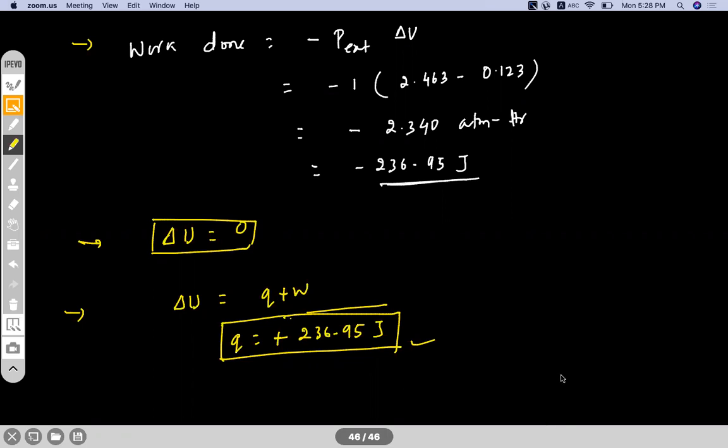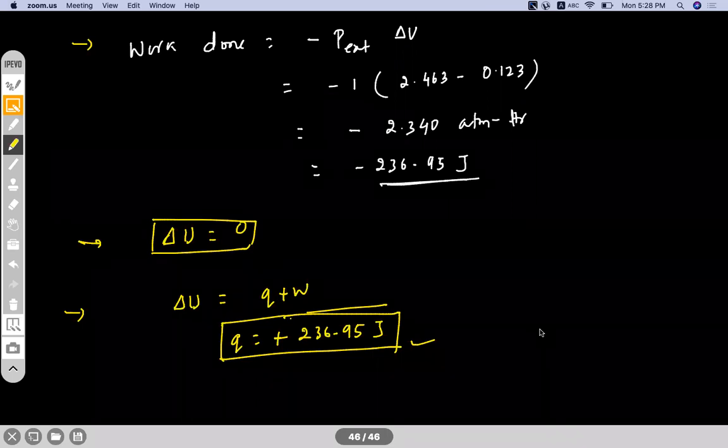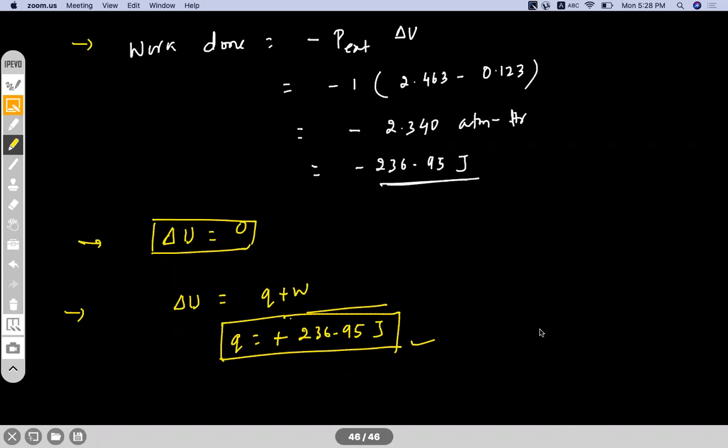Understood? So this is how we find out the thing. So expansion was there, all conditions were given. V1, V2 we'll find out first. Once you have V1, V2, you have pressure, you can find out work done, and then delta U, for isothermal process, is 0, and hence Q we can find out using first law of thermodynamics.